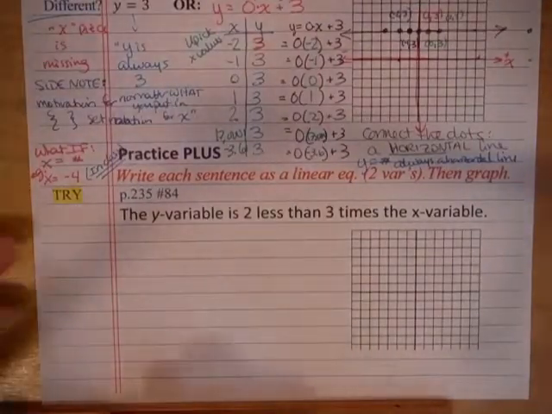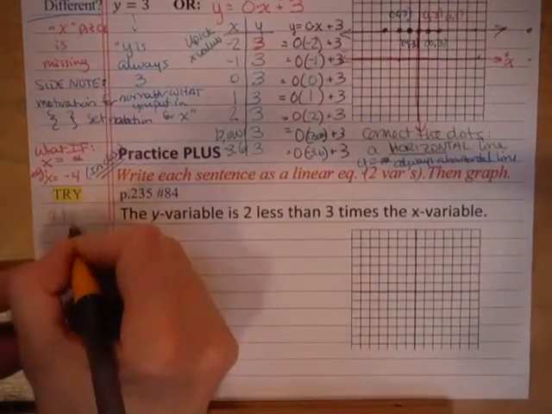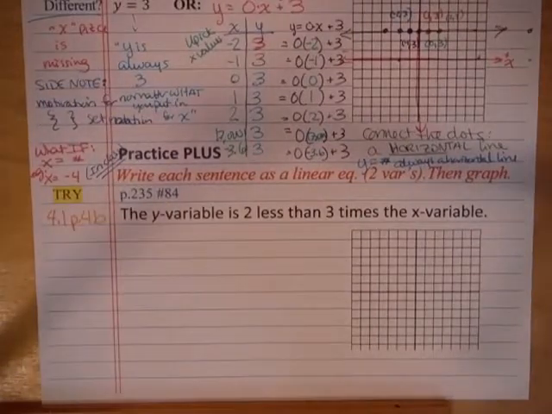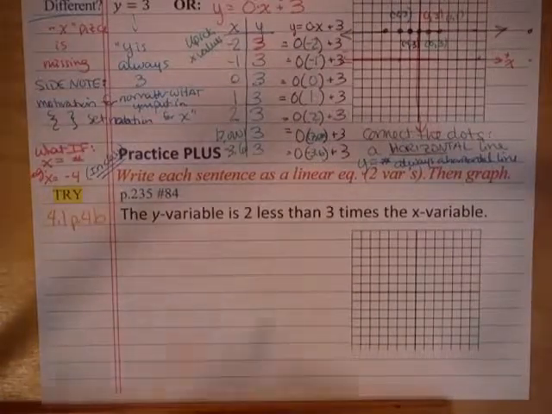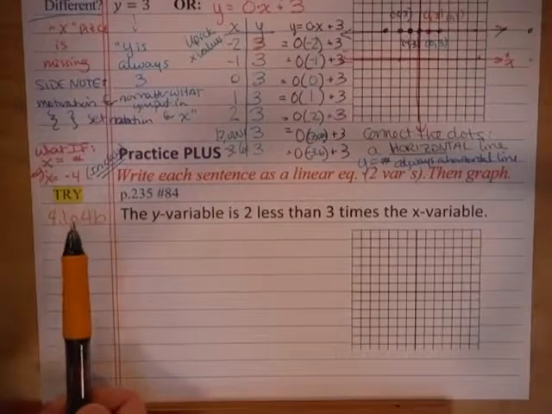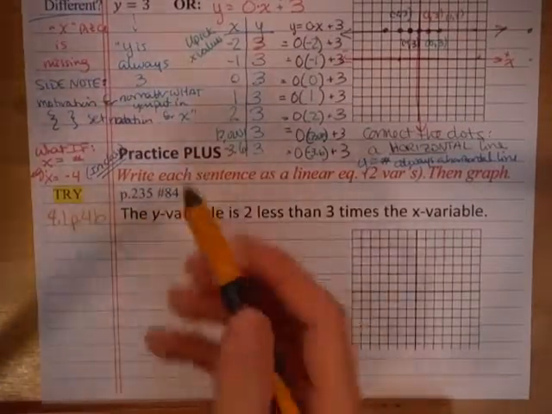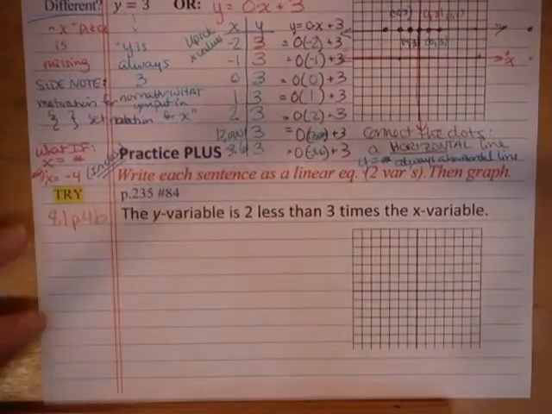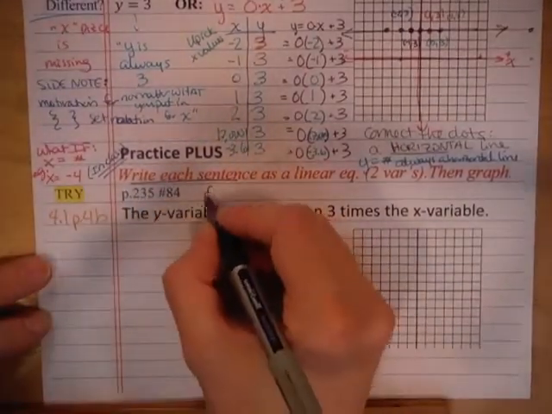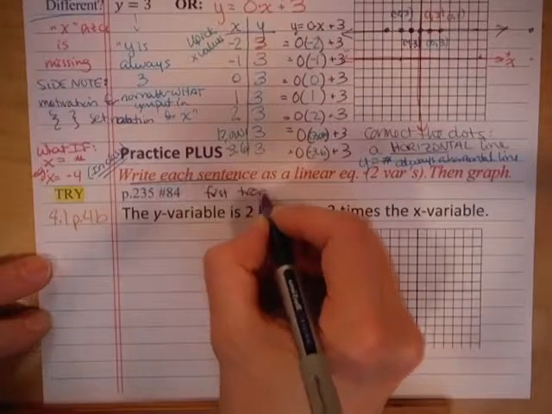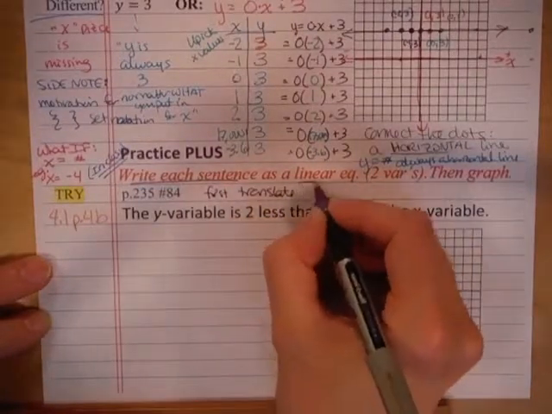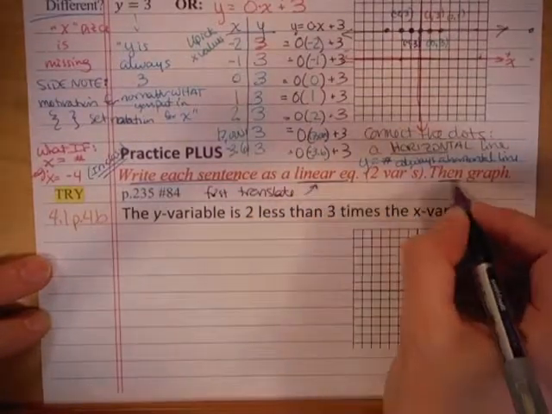Okay, and here we are in 4.1, the bottom of page 4 for the notes. It's a practice plus that actually I'd like you to try. The reason it's a practice plus is because you're going to translate first. First translate to a linear equation, and then you're going to graph.